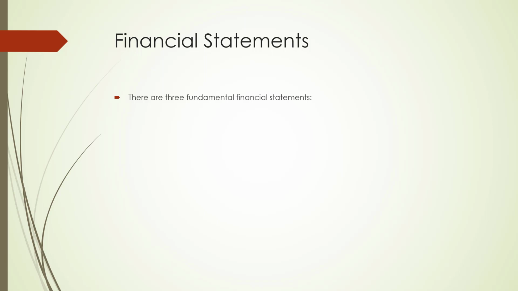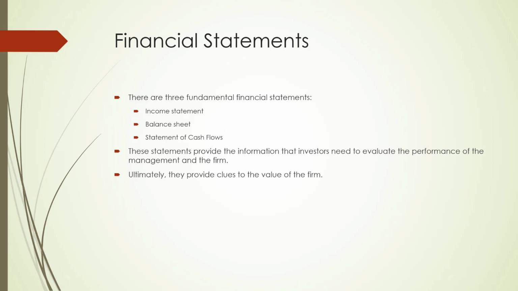So there are 3 basic financial statements. We have the income statement, the balance sheet, and the statement of cash flows. So all 3 of these are important. If I had to pick one that was most useful for financial analysis, it probably would be the statement of cash flows. But as we'll see, everything on the statement of cash flows comes from the income statement and the balance sheet. So all 3 of these more or less work together to give us the information that we need. And ultimately, they're going to provide the clues that we need in order to find the value of the firm. So we'll look at each of these in the slides ahead.